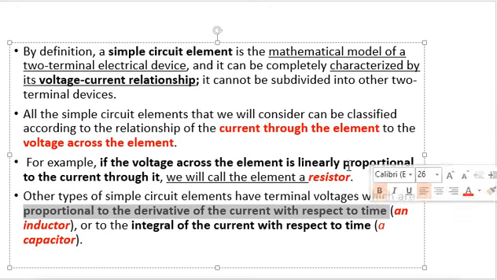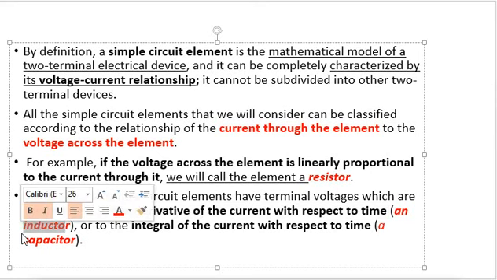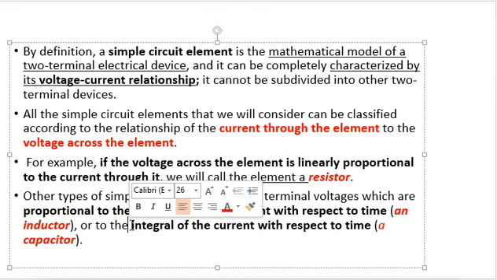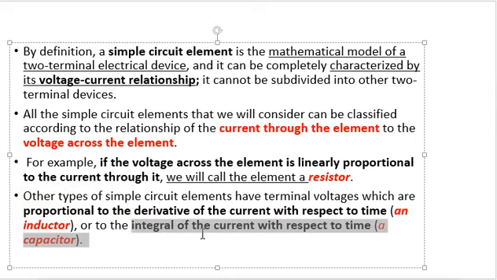Another circuit element has this behavior. When the voltage is proportional to the derivative of the current with respect to time, not linearly proportional anymore, we call that element an inductor. My point here is that what we will discuss are circuit elements with a mathematical model that we can characterize through its voltage-current relationship.